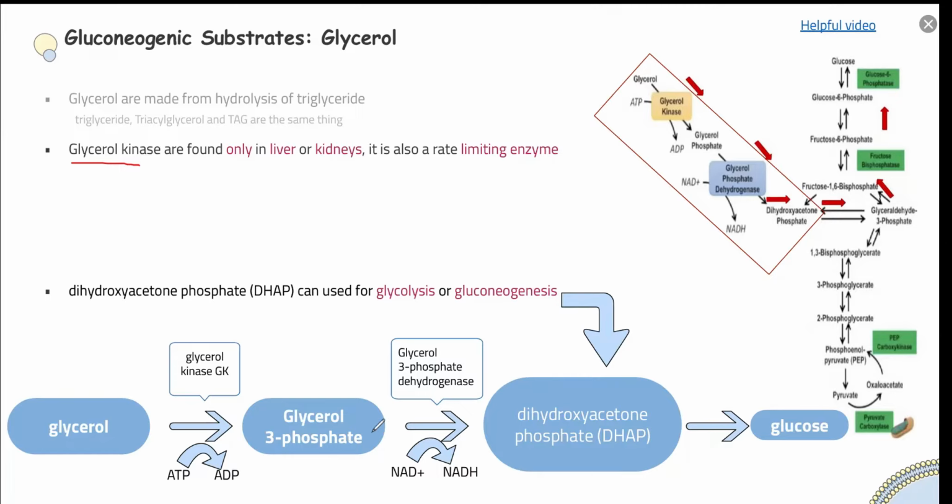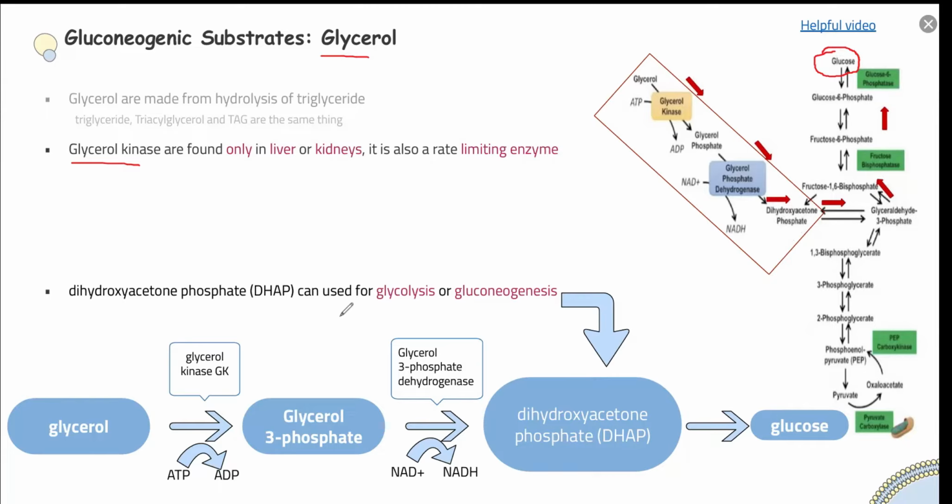The glycerol 3-phosphate will be converted into dihydroxyacetone phosphate using an enzyme called glycerol 3-phosphate dehydrogenase. Remember in glycolysis, dihydroxyacetone phosphate can easily be converted into glyceraldehyde 3-phosphate. This glyceraldehyde 3-phosphate, generated from the action of the two enzymes, glycerol kinase and glycerol 3-phosphate dehydrogenase, will continue to the level where glucose will be generated.